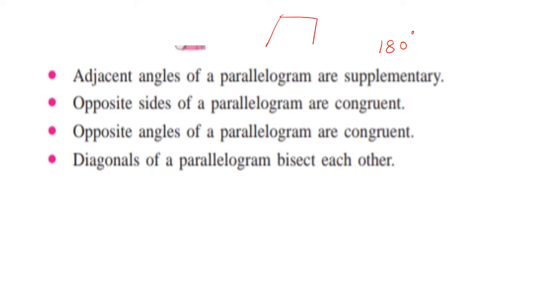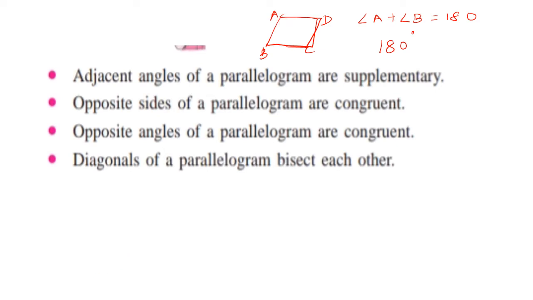Suppose this is a parallelogram, A, B, C, D. So angle A plus angle B would be 180 degrees. Similarly, angle B plus angle C would be 180 degrees. Angle C plus angle D would be 180 degrees, and angle D plus angle A would be 180 degrees.